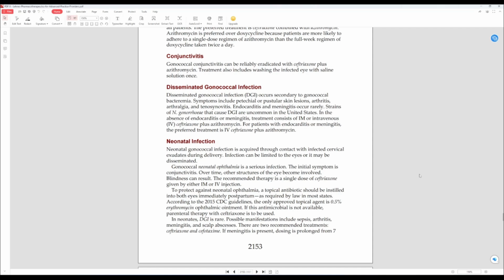Conjunctivitis. Gonococcal conjunctivitis can be reliably eradicated with ceftriaxone plus azithromycin. Treatment also includes washing the infected eye with saline solution once.